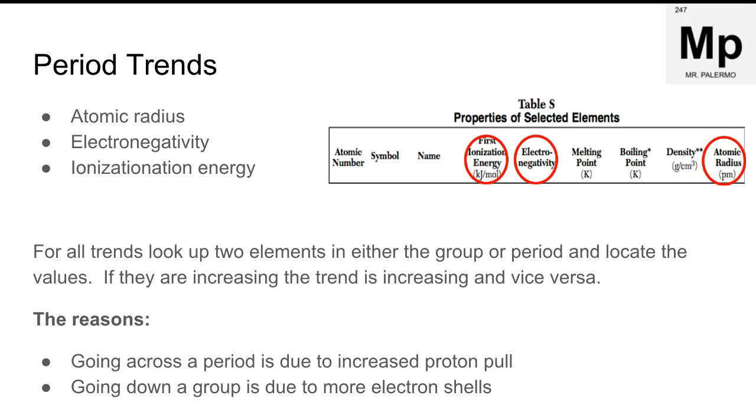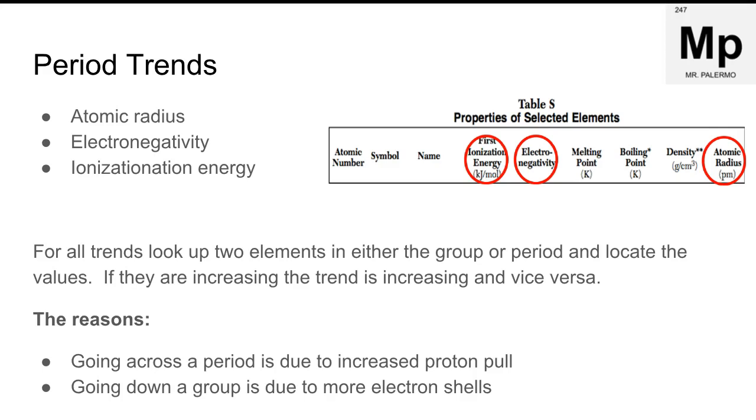And now let's look at the periodic trends that exist on the periodic table. The trends that they ask you about are metallic character, as we mentioned already, first ionization energy, electronegativity, and atomic radius, all listed on Table S. And you're responsible to understand these trends. You don't need to memorize them because we can use Table S to our advantage. So for all the trends, you just look up two elements in either a group or period, depending on what the question's asking, and locate the values on Table S. And then if it's increasing, it's an increasing trend, and if they decrease, it's a decreasing trend.